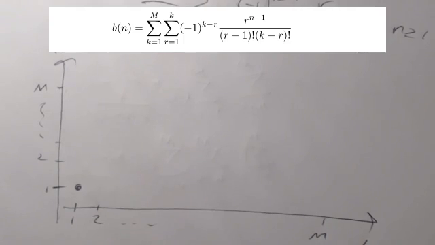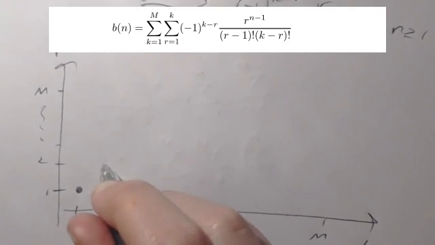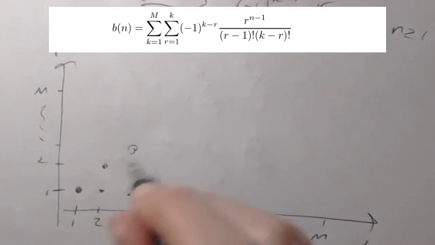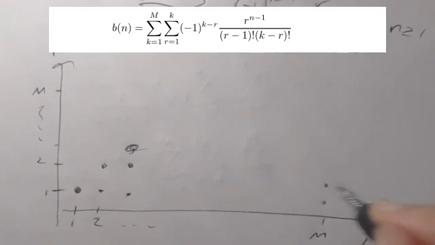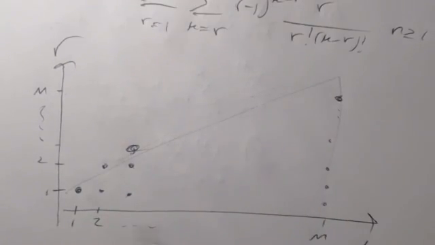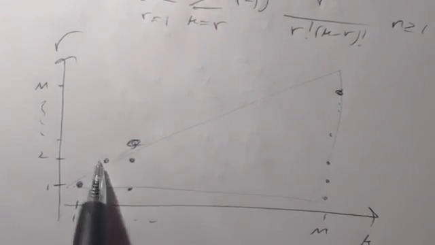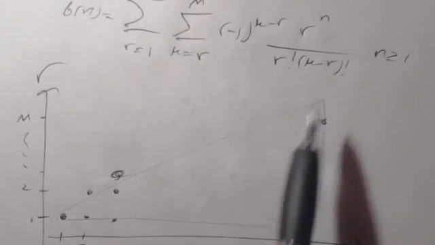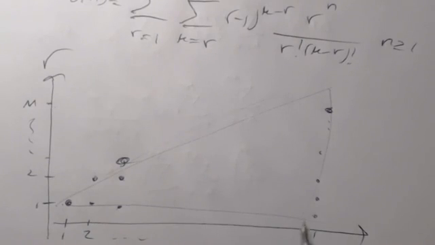When k is 2, the sum goes from R equals 1 to 2. So there's a value in the sum here and here. When k is 3, you end up with this triangle. And when k is m, there's a value in the sum all the way up to R is m. So you've got this triangle here. And for each coordinate in this grid, we're summing this equation for k and r equal to their values in this coordinate grid.